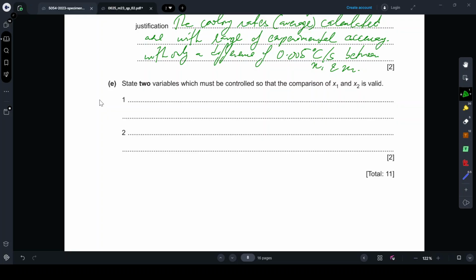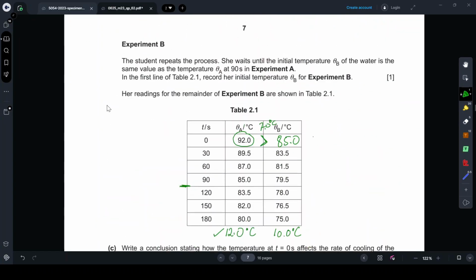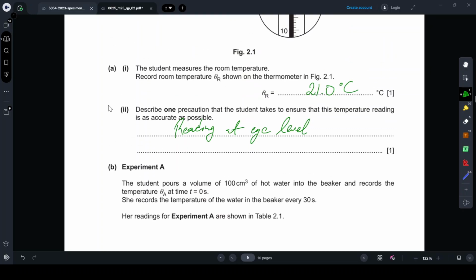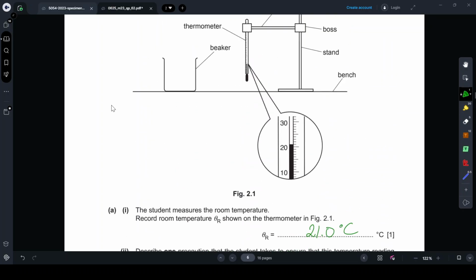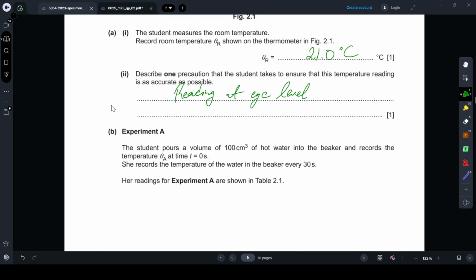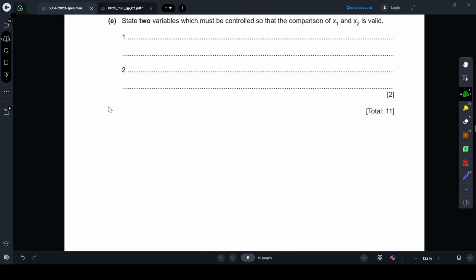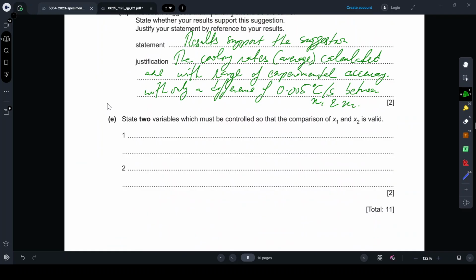What does that mean? Well, that means they took a certain volume of water, and they heated it to a certain temperature, and then they followed the cooling. So what do you need to keep the same so that your measurements of temperature are proper? What other things do you need to keep the same?